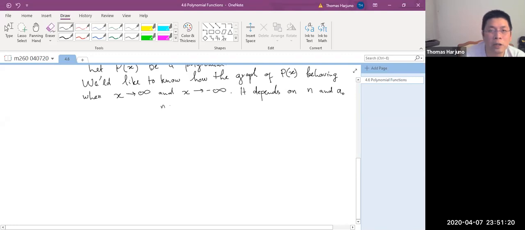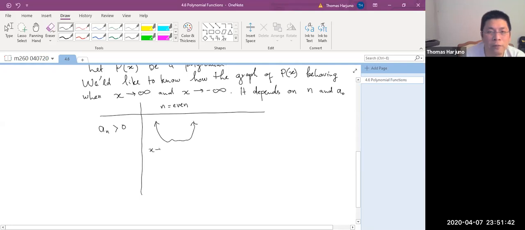Suppose the degree is even and the leading coefficient is positive. Then the far end behavior, the graph will behave approximately like this, which means when x goes to negative infinity, y will be going to infinity. When x goes to positive infinity, y also goes to positive infinity.